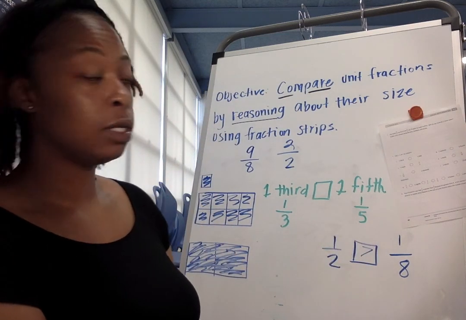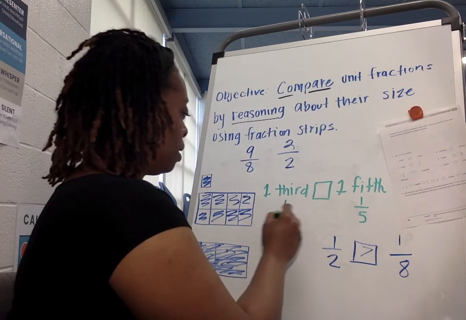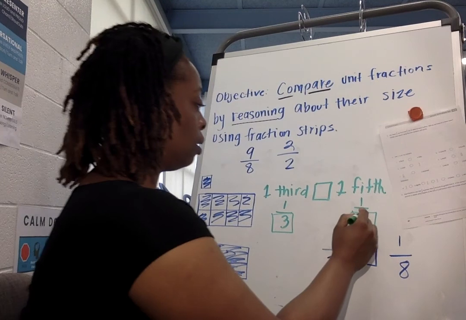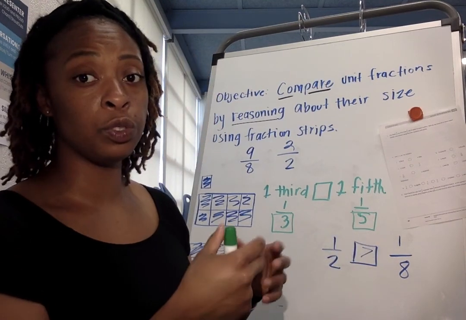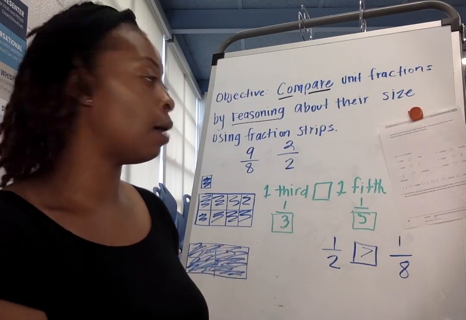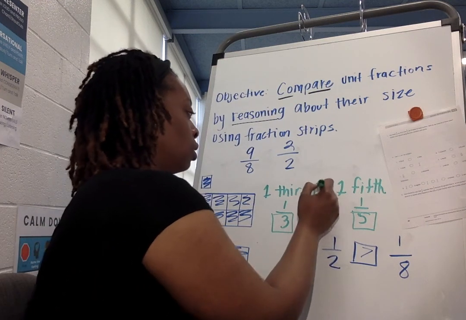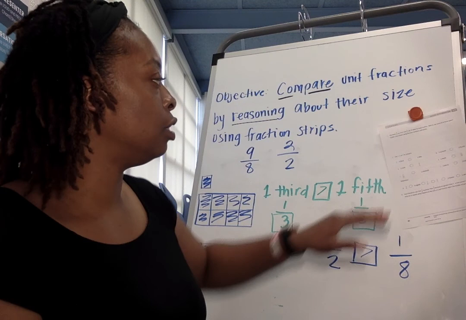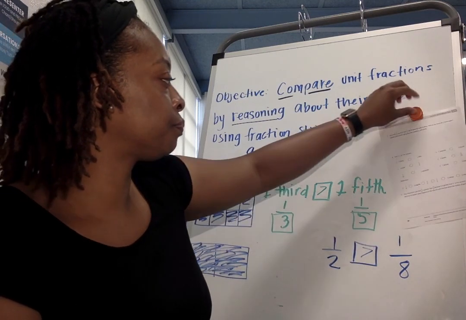And let's see if we can figure this one out. Let's look at the denominators. Remember, the bigger the denominator, the smaller the section. We want to know which one is greater. So we're looking for the smaller denominator, which is here at 1/3. So 1/3 is larger or greater than 1/5. So you'll do that for each of these here for number 4.